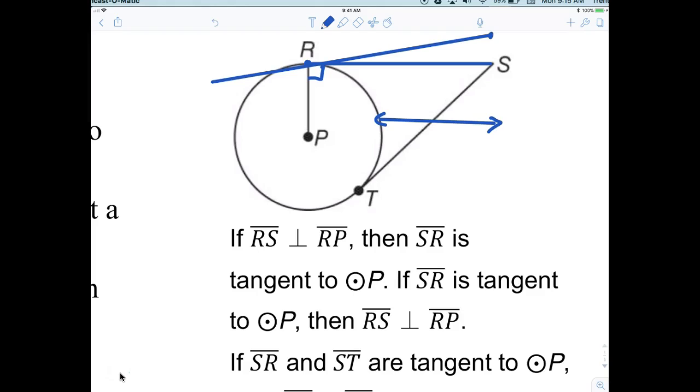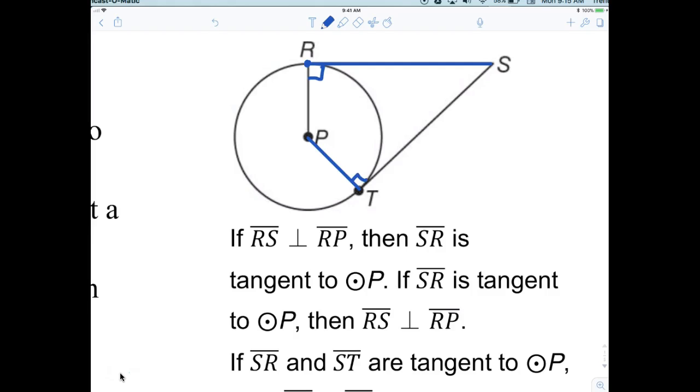Now, again, if I do this, watch real quick. If I were to draw from P to T, guess what angle is created? Did everybody see that? The angle is created. If T is a point of tangency, that is a 90-degree angle.